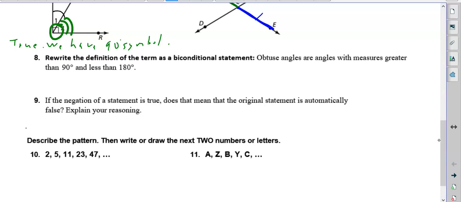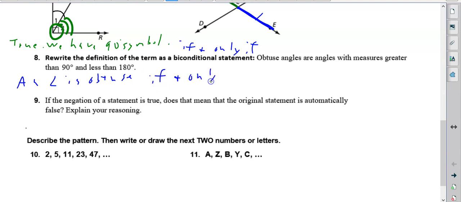Number 8, rewrite the definition of the term as a biconditional statement. Remember, biconditional means if and only if. Obtuse angles are angles with measures greater than 90 and less than 180. So, you can say an angle is obtuse. I'm just using symbols there to save space. An angle is obtuse, and then we put in our famous phrase, if and only if, and we're just going to write the rest of it pretty much.